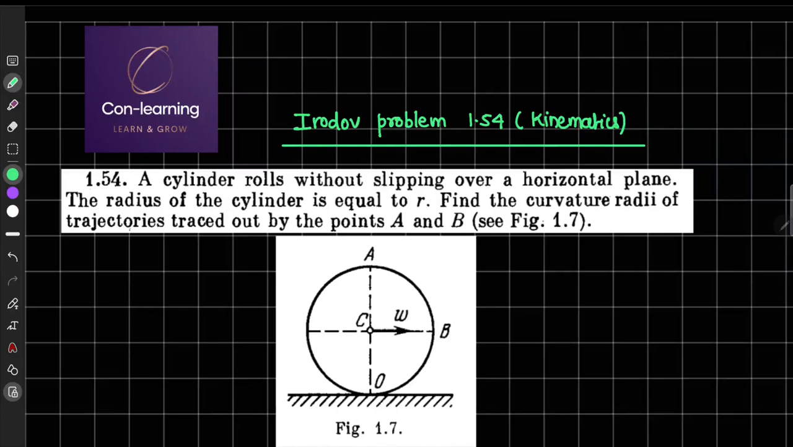Hello everyone. In this video we are going to solve problem number 1.54 from Irodov, and that is related to kinematics. So let us first understand the problem and then we will solve it step by step.